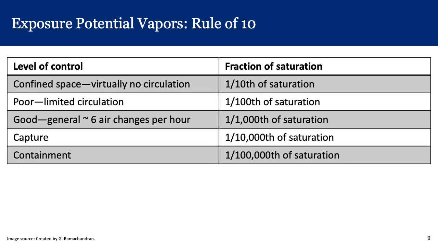So I just briefly want to go back to my previous lecture on the rule of 10 and remind everybody that if there is some amount of air movement, then we can use the rules of thumb, the rule of 10 especially, to estimate what the fraction of saturation is for a particular scenario. So we can use this very simple model, the saturation vapor pressure model, in conjunction with our rules of thumb, as shown in this slide.